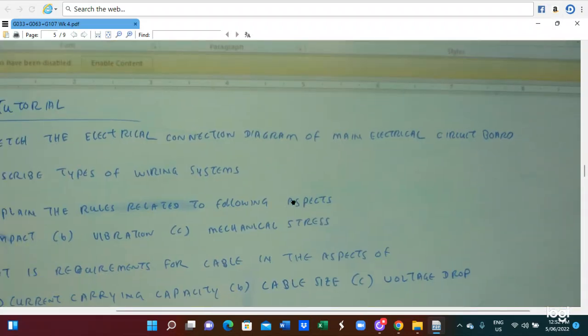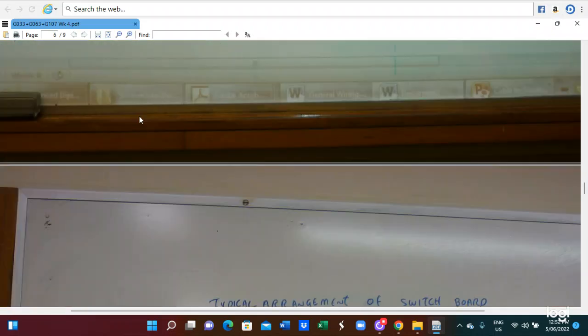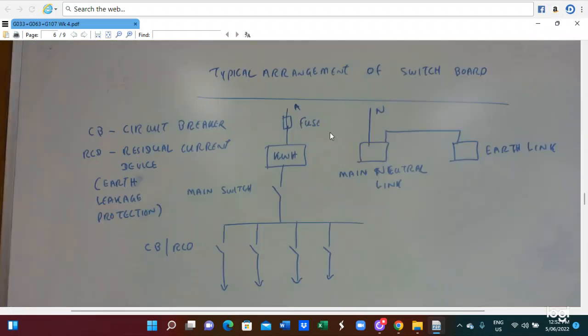So here will be the tutorial. We have to do the tutorial question and also the typical arrangement of the switchboard. So there will be the circuit breaker, RCDs, residual current devices. So this is the main switch, kilowatt hour meter, and also main electrical load and other links. We can connect like this.